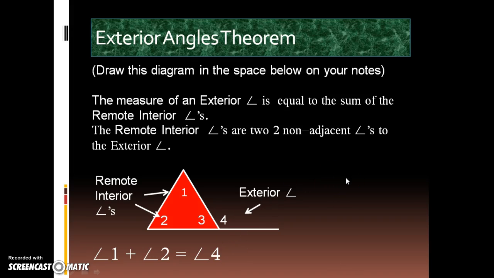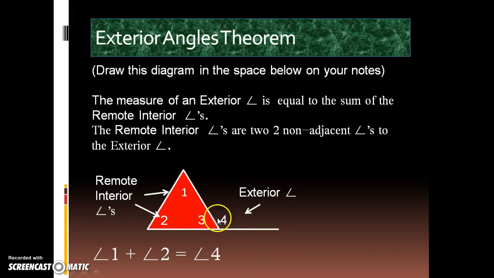Now you have a little space left over at the bottom of your notes. Here, you're going to go ahead and draw this diagram in, making sure you leave a little space to the right-hand side to do a little work and draw one more diagram in a couple minutes. So, let's get some math talk out of the way. The measure of the exterior angle, which in this case is 4, is equal to the sum of the remote interior angles. The remote interior angles are two non-adjacent angles to the exterior angle.